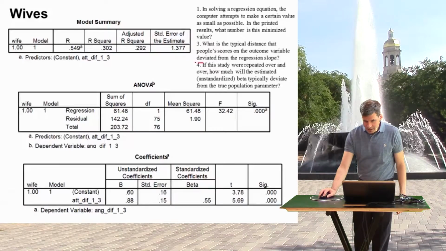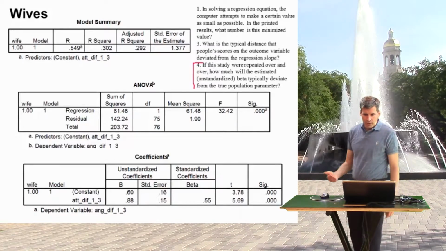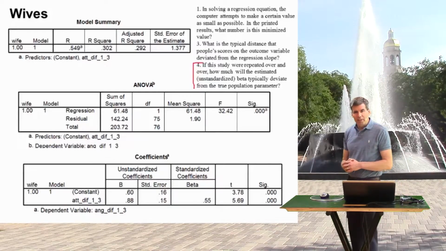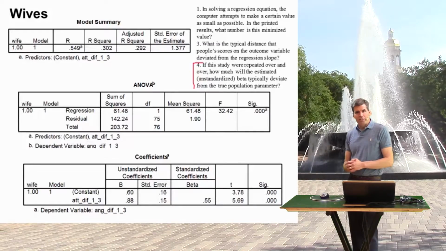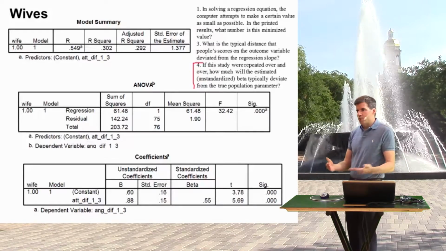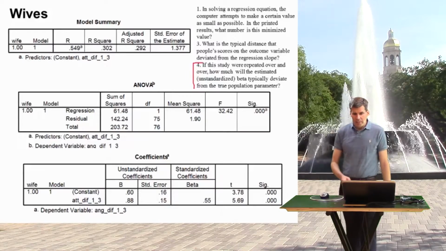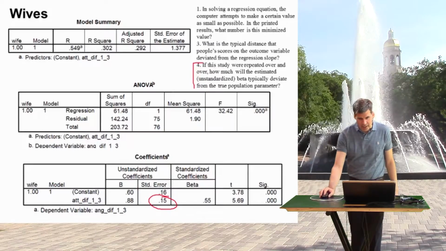Let's see. And then we have this question here. If this study were repeated over and over, how much will the estimated unstandardized beta typically deviate from the true population parameter? So that's asking for the standard error of beta. How much will the beta typically deviate from the population parameter? That's the standard error of the beta weight. And that's given right in here. 0.15 is our standard error of the beta.